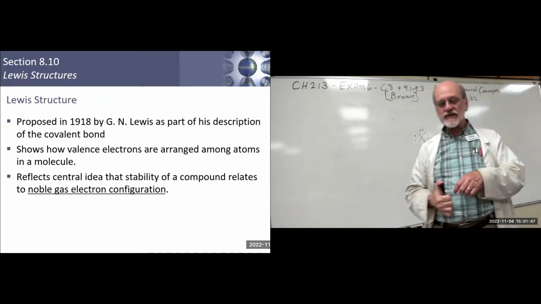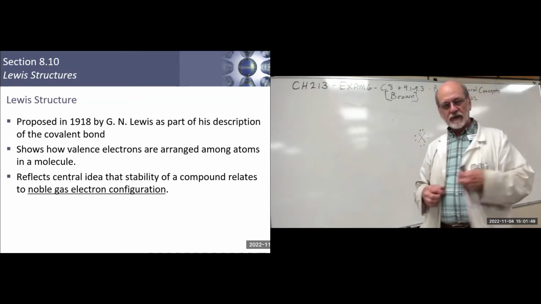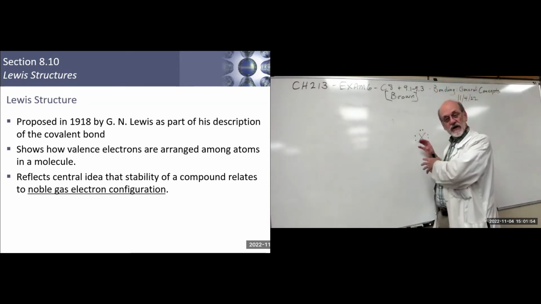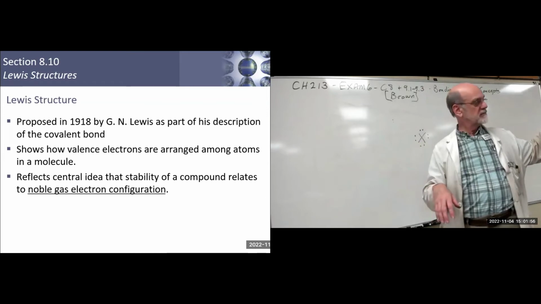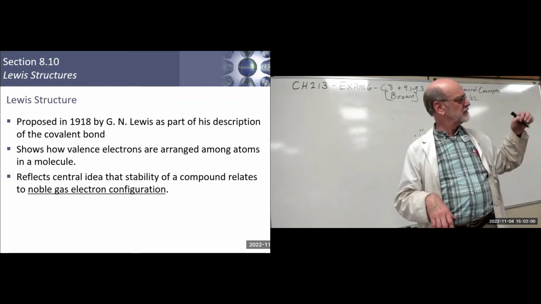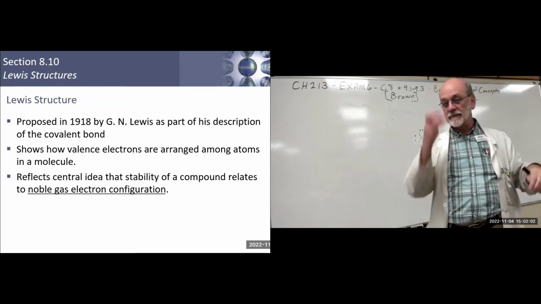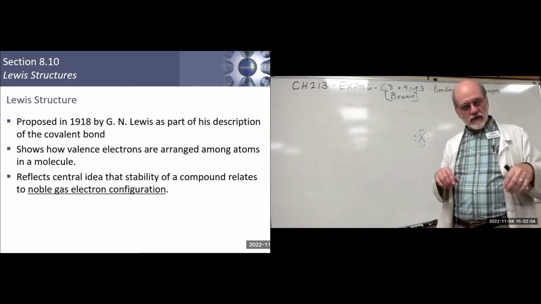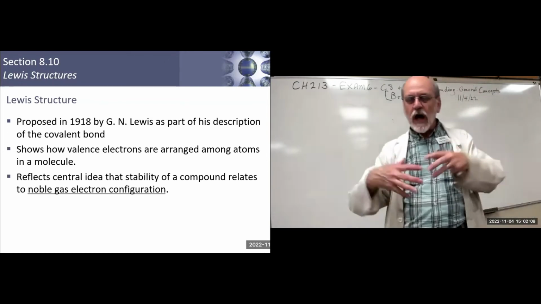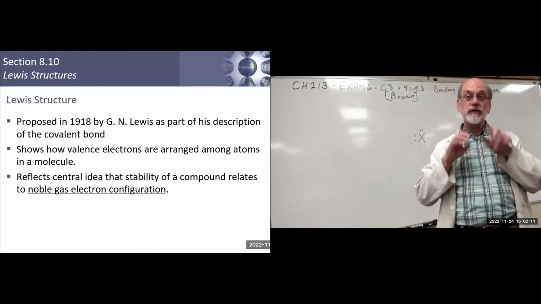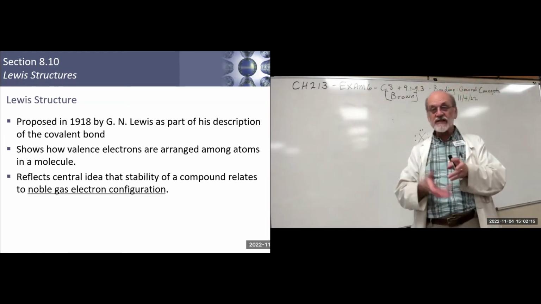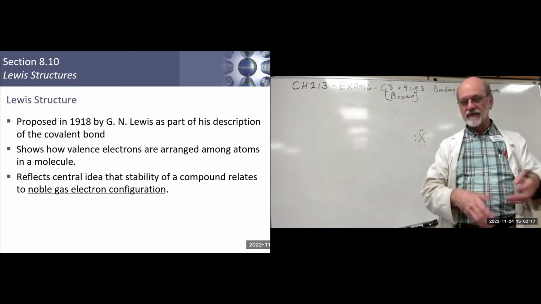So he used that concept, and you can draw these types of dot configurations for all the elements. Well, we're going to confine ourselves to the second, third, and maybe a few of the fourth period, and draw the Lewis dot structure for the atoms. Then we're going to put them together in the compounds and draw the Lewis dot structure for the compound. And then we're going to use that information to say something about the geometry. That's where we're headed.